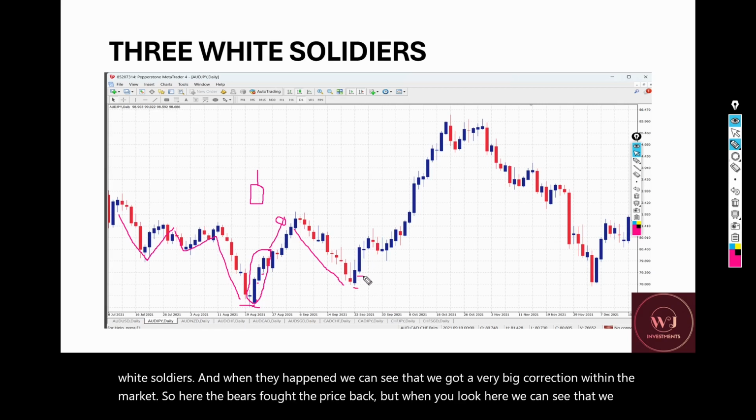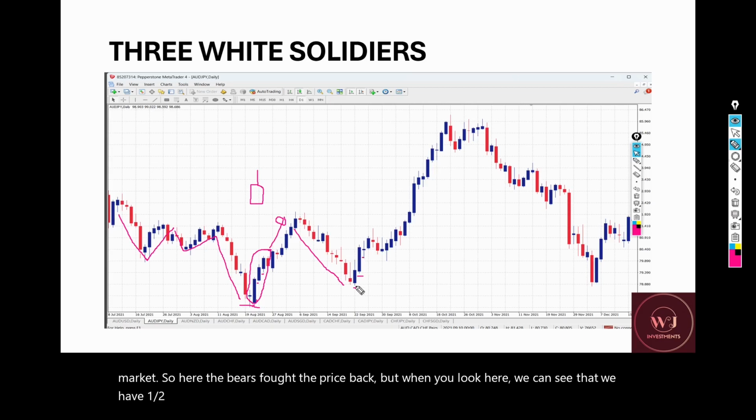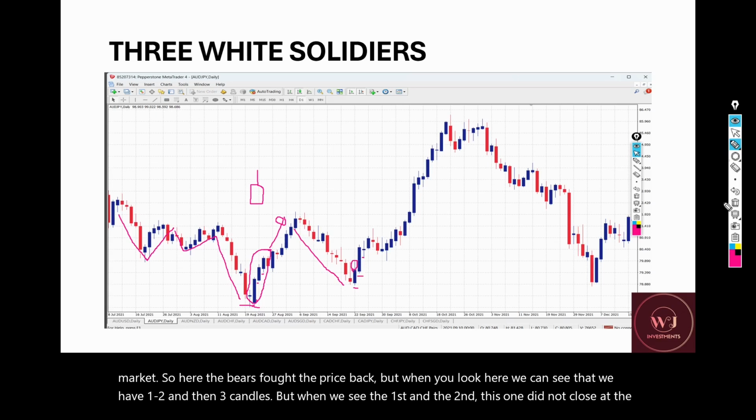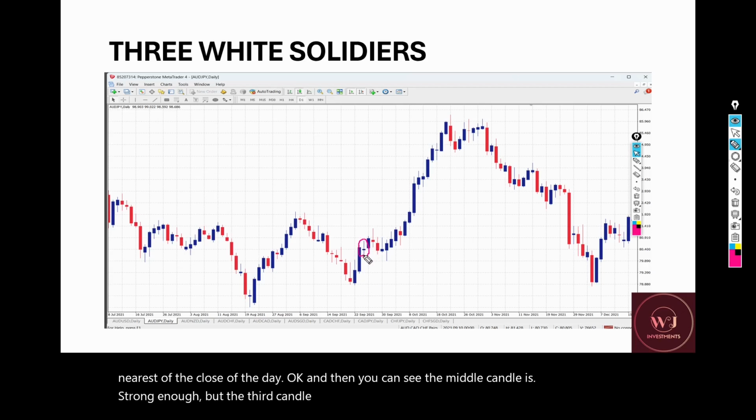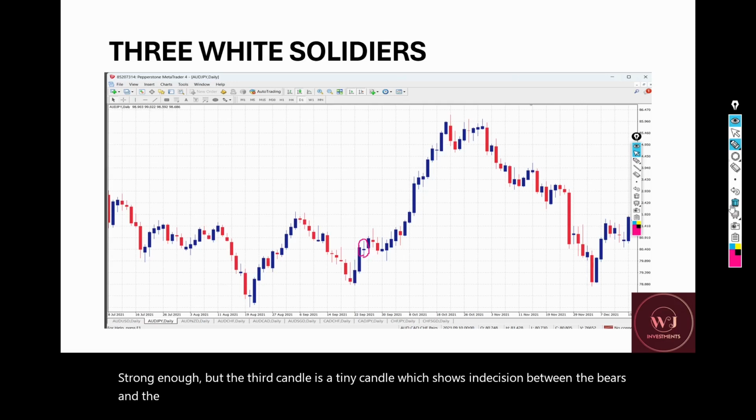So here the bears fought the price back, but when you look here, we can see that we have 1, 2, and then 3 candles. But when we see the first and the second, this one did not close at the nearest of the close of the day. Okay, and then you can see the middle candle is strong enough, but the third candle is a tiny candle which shows indecision between the bears and the bulls.